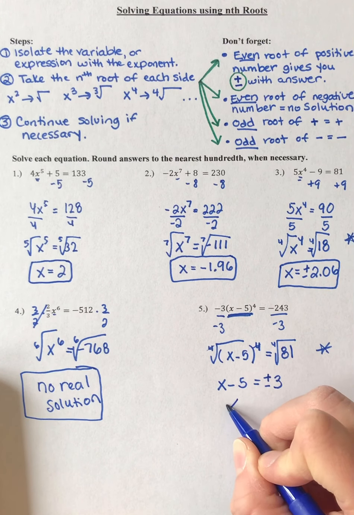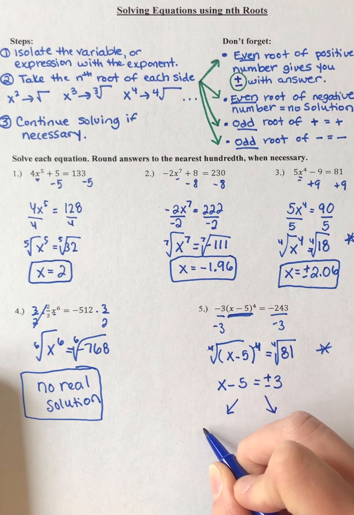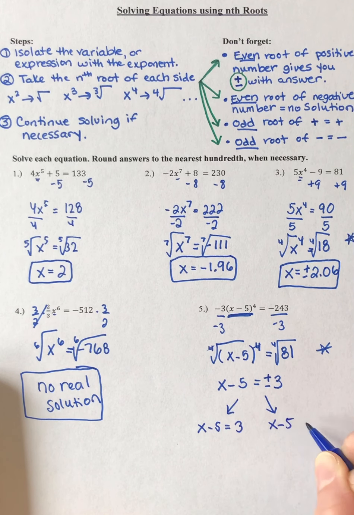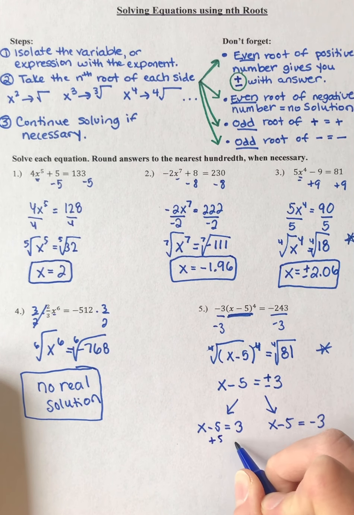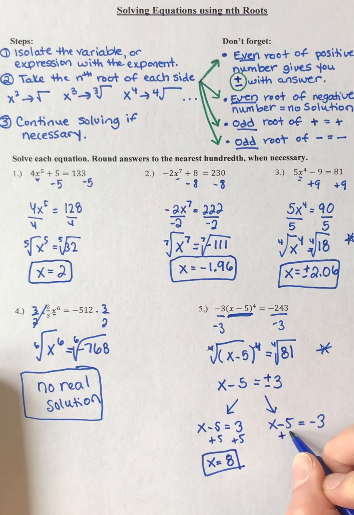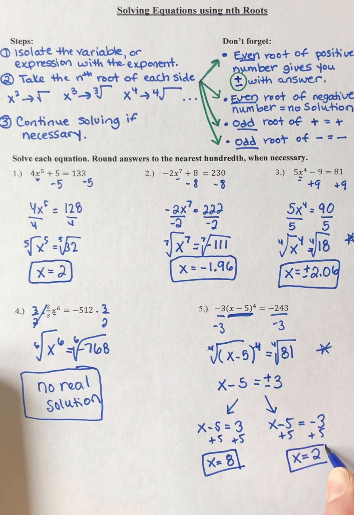So what I have are two different equations. We're saying that x minus 5 equals 3 and x minus 5 equals negative 3. So if I solve each of those, I'm going to get x equals 8 for one of my solutions. And if I add 5 here, I'm going to get x equals 2 for my other solution.